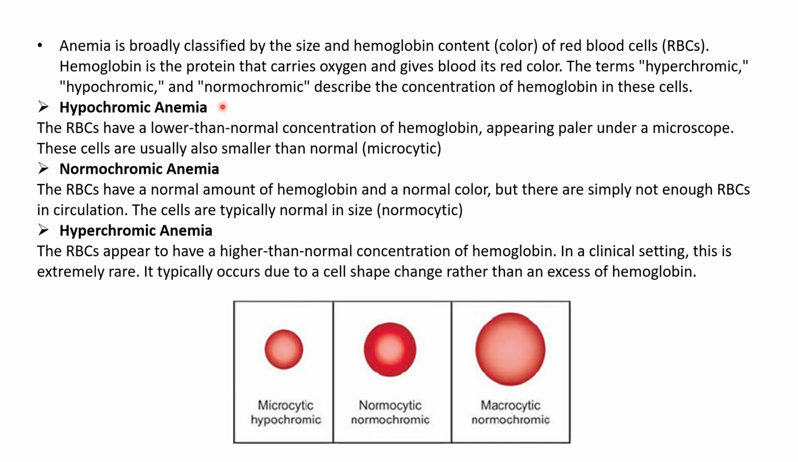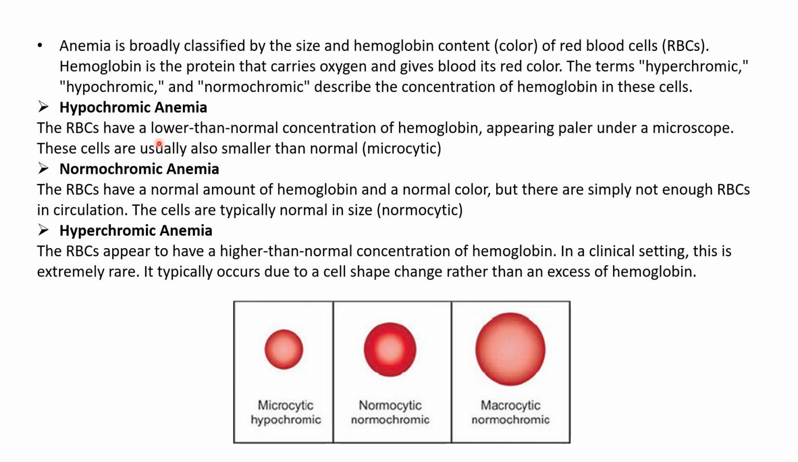So, hypochromic anemia. From the name itself, hypo means the red blood cells have a lower than normal concentration of hemoglobin, appearing paler under a microscope. These cells are usually also smaller than normal, which is known as microcytic. So this is what is meant by hypochromic anemia.